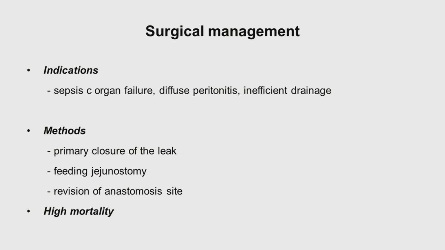Surgical management could be considered if sepsis with organ failure, diffuse peritonitis, or inefficient drainage was going on. Primary closure of the leak, feeding jejunostomy or revision of anastomosis site were done but caused high mortality. So surgery should be proceeded only after other management failed.